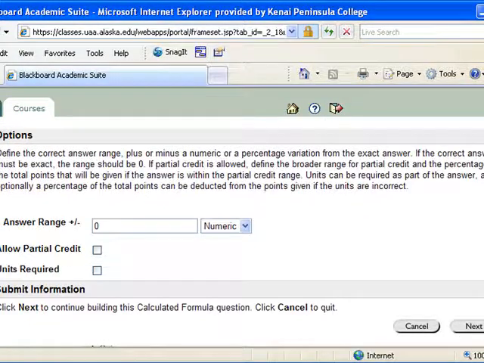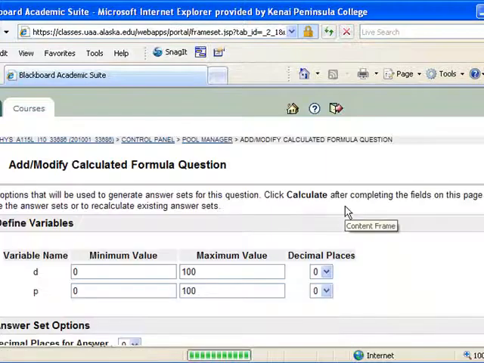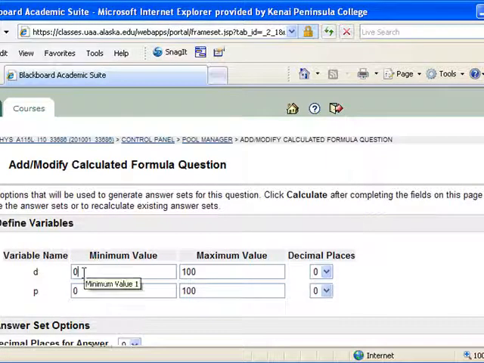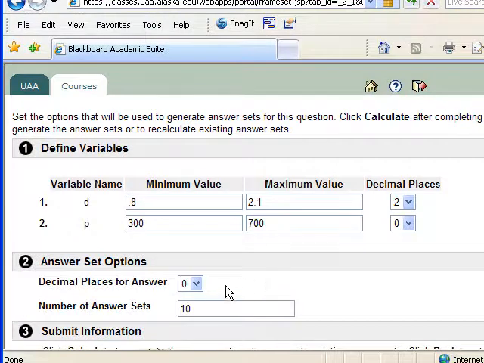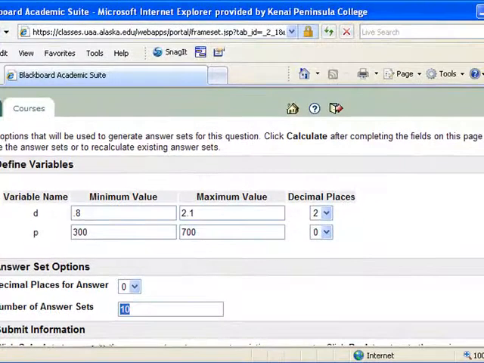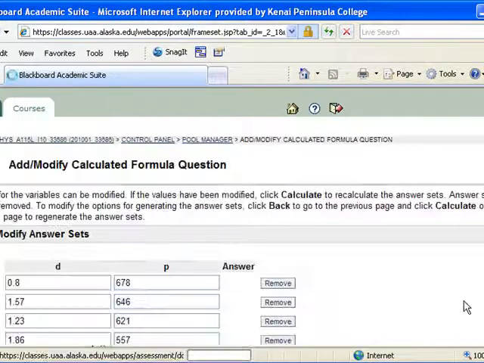Okay, so now I'm going to go on, and again, I just want to hit submit. This is complicated enough that I don't want to play around with it too much, and yeah, just want to calculate this first. Okay, let's say my smallest diameter is 0.8 and my largest diameter is 2.1, and I'm going to give it a couple of decimal places, and my minimum pressure is around 300 and my maximum pressure is 700. And this one here, I want to keep it 0 decimal places for the answer. Well, I'm going to come up with something in the hundreds, so I may not want to give it anything there, and my number of answer sets, let's leave it at 10 for now, and then calculate.